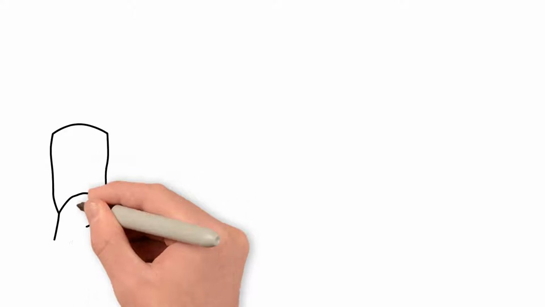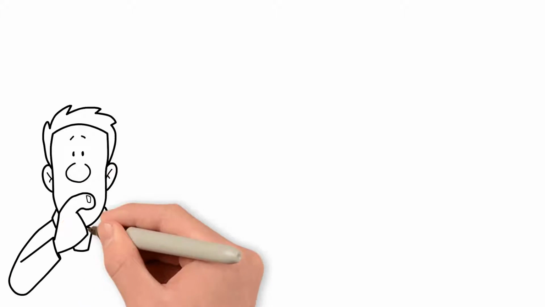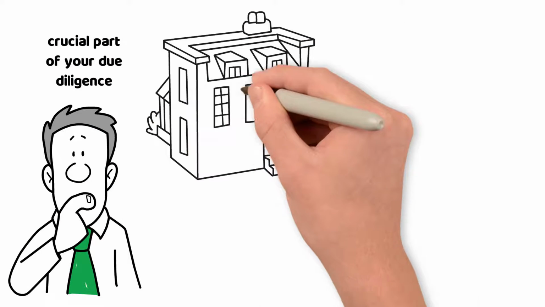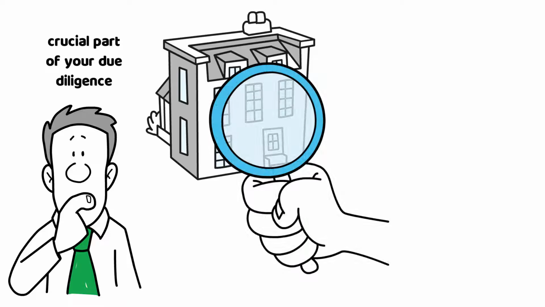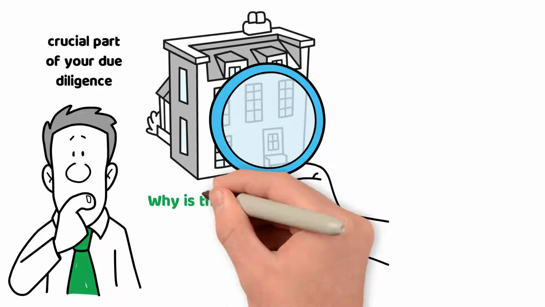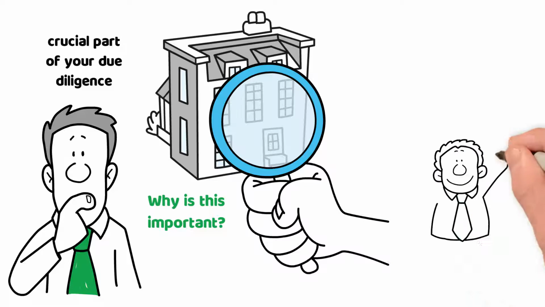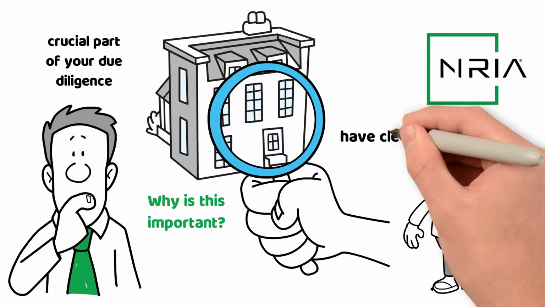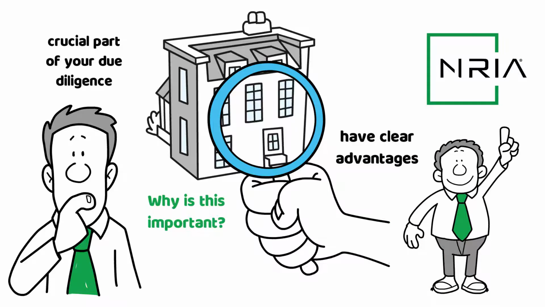As an investor, understanding your position in the capital stack is a crucial part of your due diligence. It will help you quantify the potential upside and the potential downside of your investment. Why is this important? Because not every capital stack is the same. Some, like NRIA's, have clear advantages. Knowing the difference is critical.